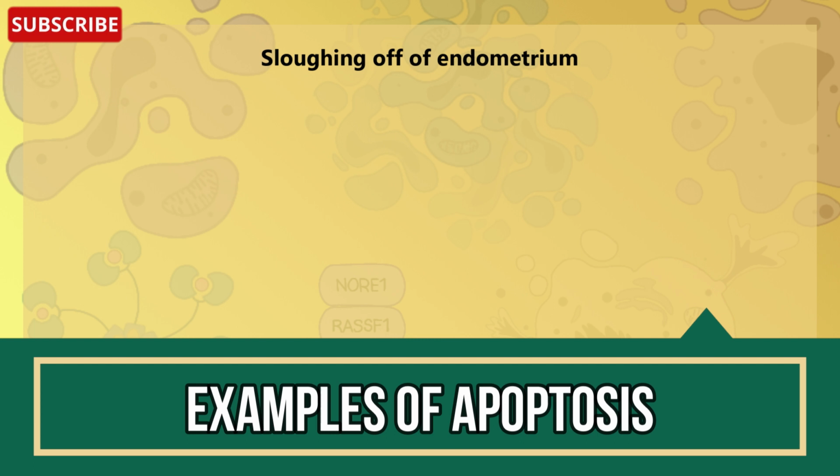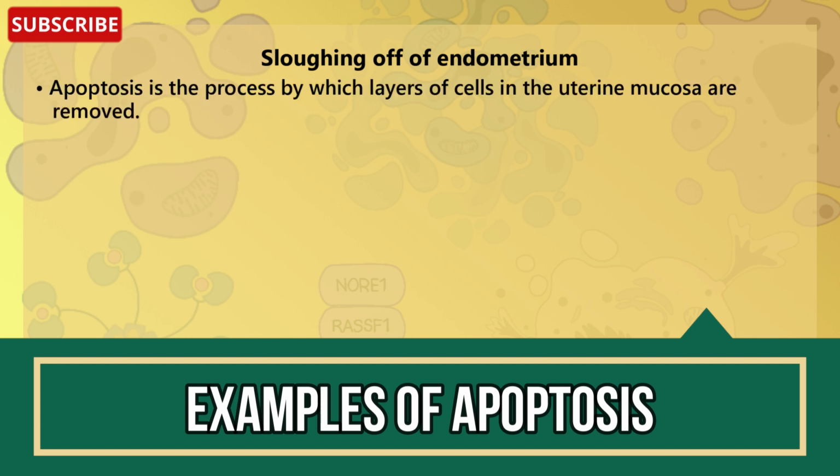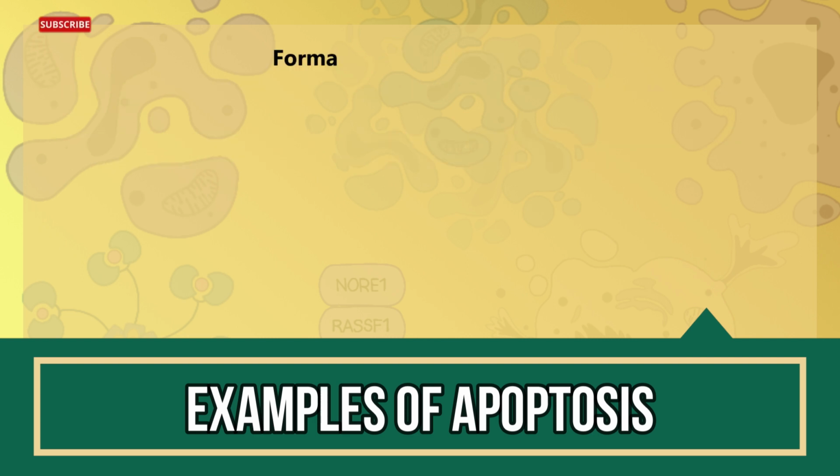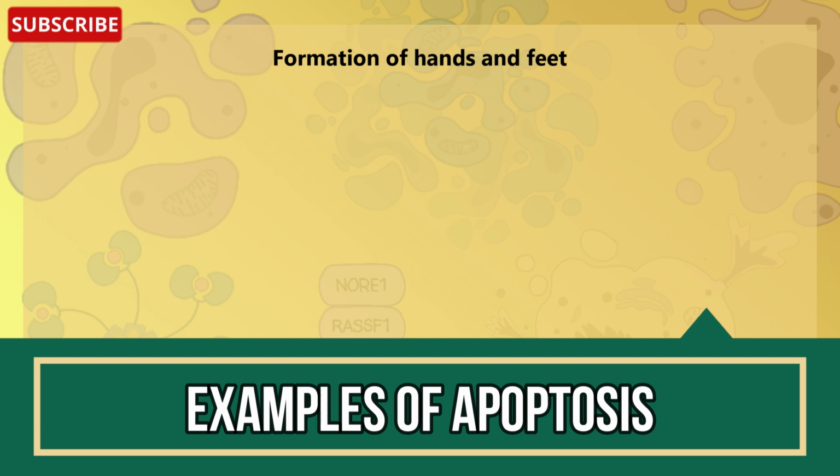Sloughing of endometrium. Apoptosis is a process by which layers of cells in the uterine mucosa are removed. Menstruation, an essential event in the female reproductive system, is caused by the periodic loss of cells in the endometrium and corpus luteum.